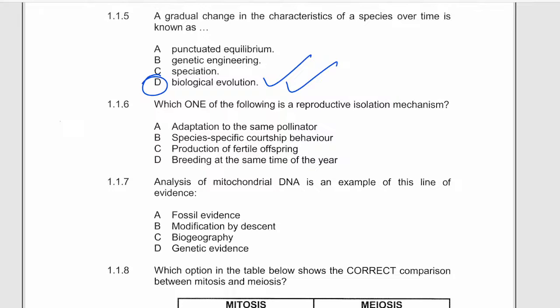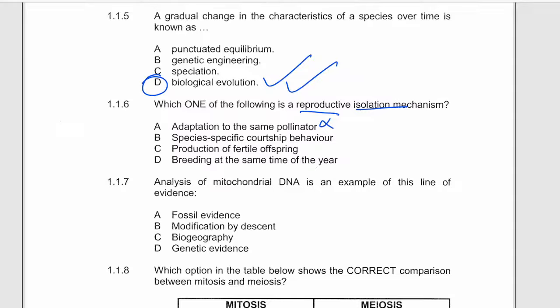Which one of the following is a reproductive isolation mechanism? Reproductive isolation mechanism deals with the things which make organisms not to have sex, or if they have sex, they are not able to have babies, to separate them reproductively. That's the meaning of reproductive isolation. Now, mechanism. So number one, adaptation to the same pollinator. That is out. It cannot separate you because you have the same pollinator. Species courtship behavior. I don't think humans have the same courtship behavior like dogs or cats, but humans, you are weird.